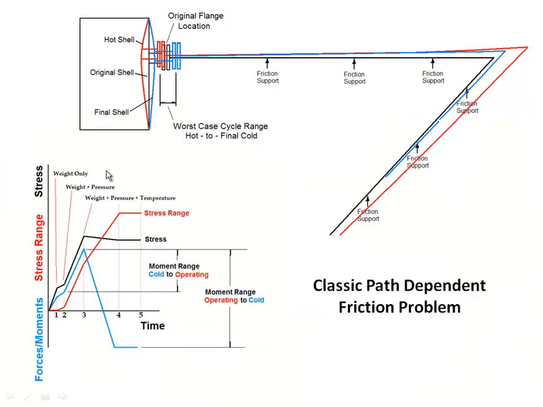The classic path-dependent friction problem is shown in this slide. The piping system starts at an essentially zero stress state and then heats up. The friction resists the displacement and loads are developed in the pipe that act back on the vessel nozzle. When the system cools down again, the friction loads change sign and pull out on the vessel nozzle with essentially the same load. The stress range due to this effect is doubled what would be calculated by looking at a weight to operating case alone.